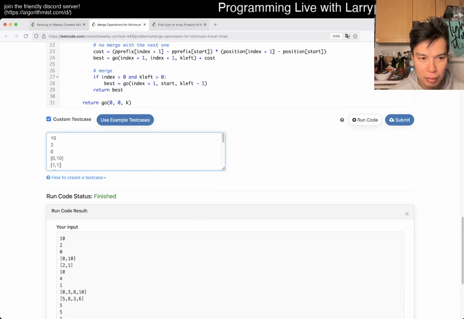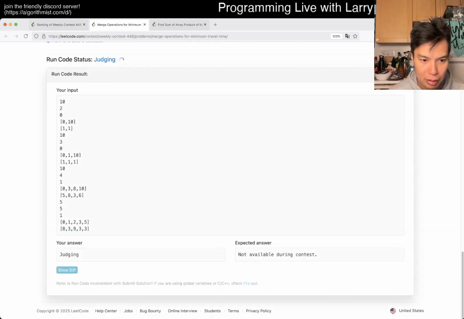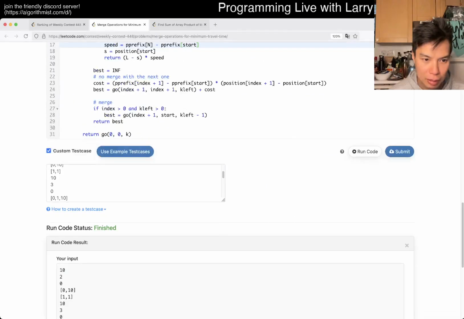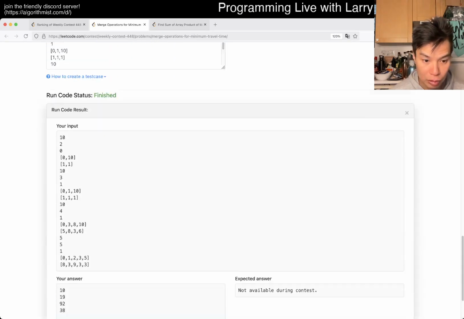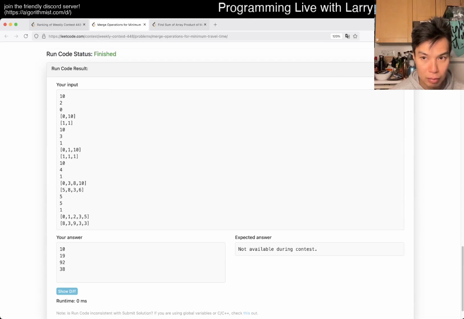Okay, and then now let's put in extra thing where we can merge at one, but we're forced to, okay, let's actually force to no merge first. Okay, same answer, which is what we expect. And then now let's say we have to force one merge. So either we go 19 seems wrong. No, I see. 19 is right because it merges here.